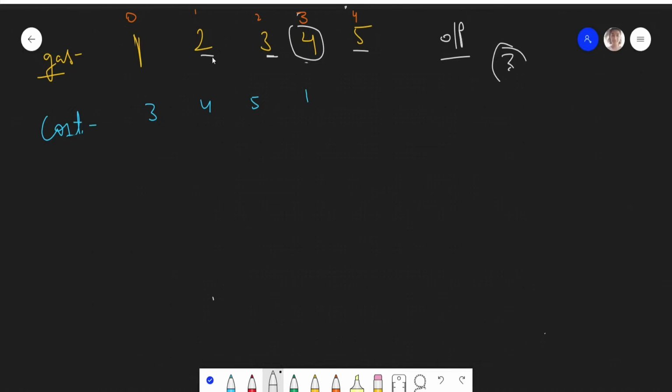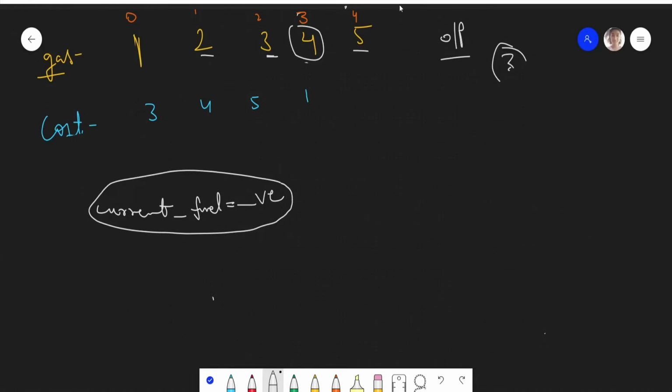We saw earlier that when we started from the 0th index, the 0th station, the current fuel became negative. When current fuel becomes negative, it means that we cannot go further, and the position from where we started was the wrong station. That is not our answer.